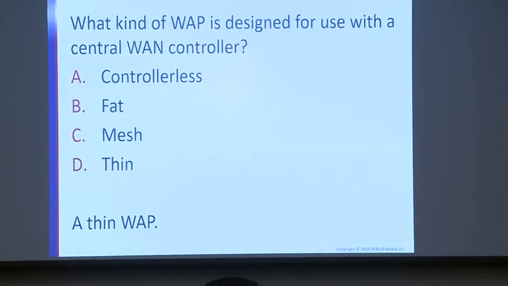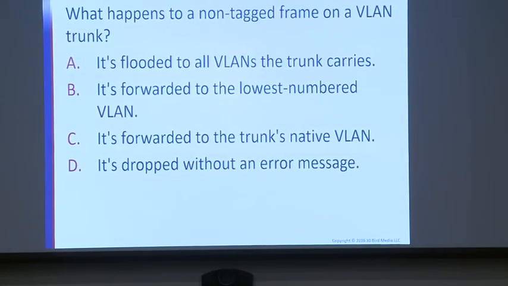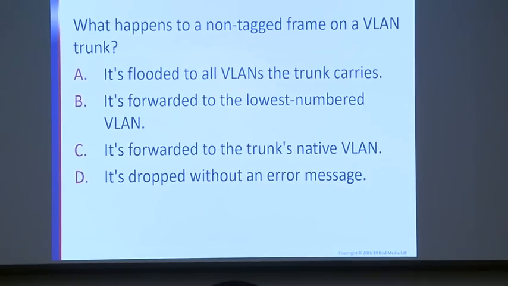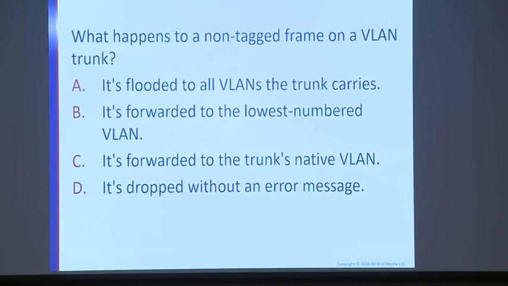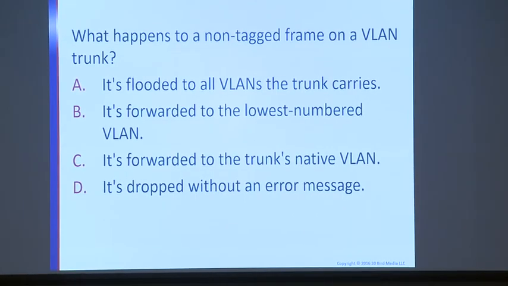Your next question, what happens to a non-tagged frame on a VLAN trunk? VLANs, we took a look at the way that the packet is set up. We've got the data. Outside of that's the TCP/IP. Outside of that's going to be your source IP and destination IP. Outside of that's going to be your source and destination MAC address. Your VLAN information is stuck in there at the MAC layer. We normally tag this with your VLAN information.